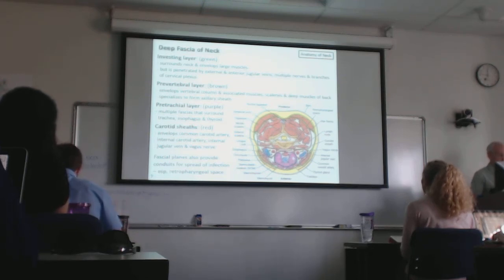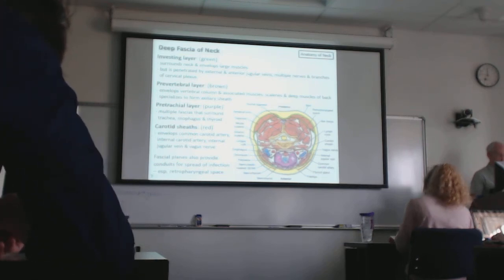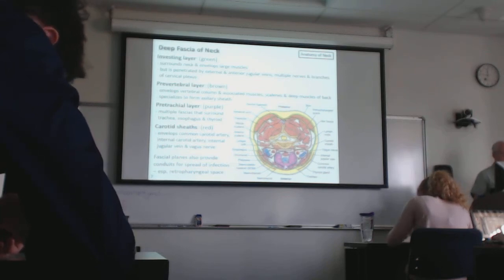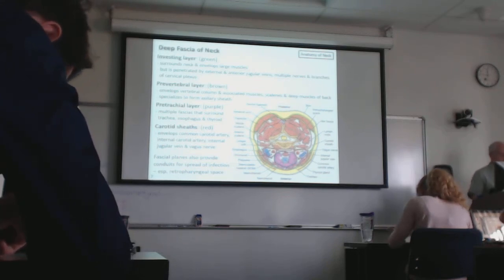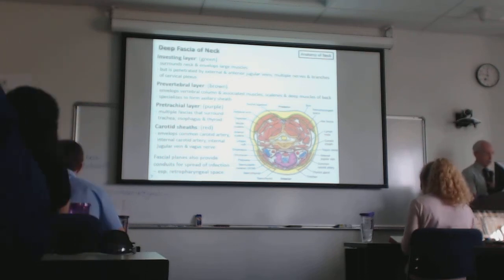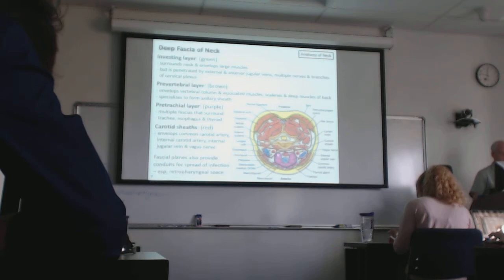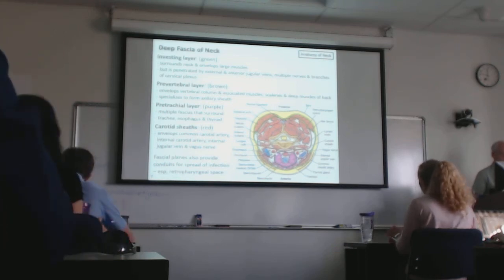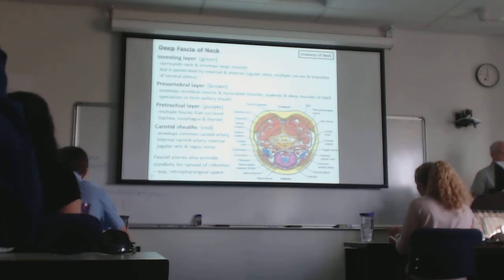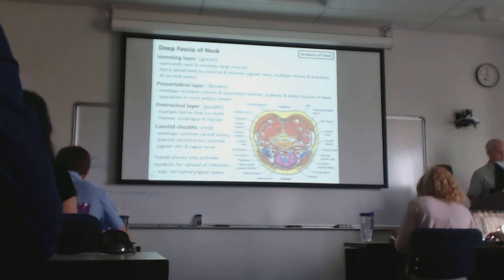You have the pretracheal layer. Here's the trachea here. This whole region here is sometimes called pretracheal. And that would include the esophagus, the trachea, and the thyroid gland that you see there. And then the two carotid sheaths that you see here. These are sometimes called carotid zones that include the jugular and the carotid, associated lymphatic and nervous structures.